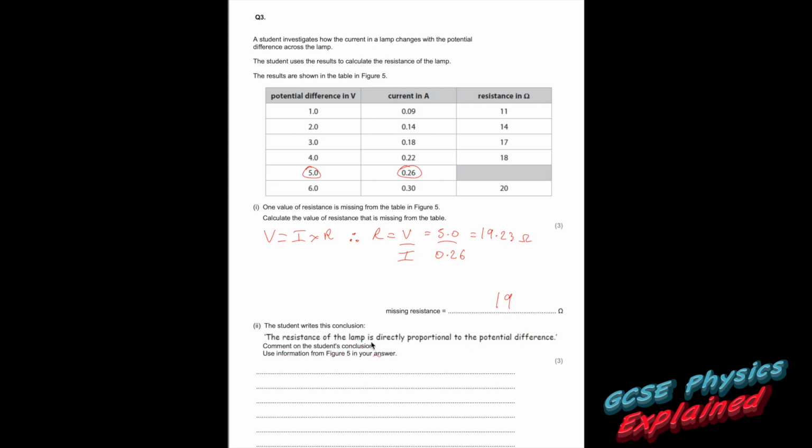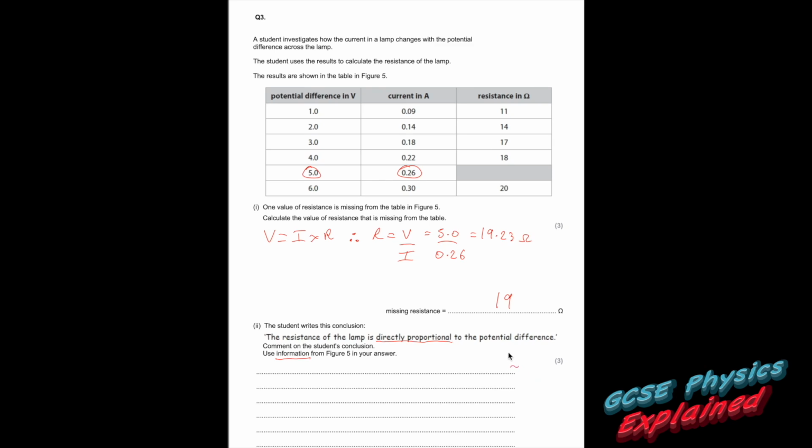The resistance of the lamp is directly proportional to the potential difference. Comment on the student's conclusion. Use information from figure 5 in your answer. If you don't use information, you're not going to get the full 3 marks. The other thing to pick up on there is the use of the words directly proportional.